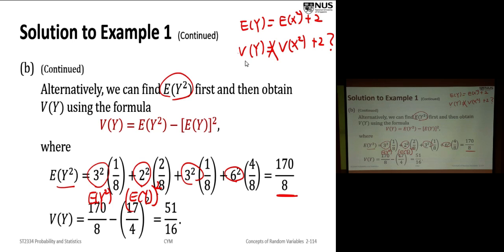Because variance is defined as expectation of y minus expectation of y, square the whole thing. So it is expectation of a square of something. It's not expectation of y. It's expectation of the square of the difference of y minus the mean. All right, so this is not true. This is true. Expectation is a linear operator.